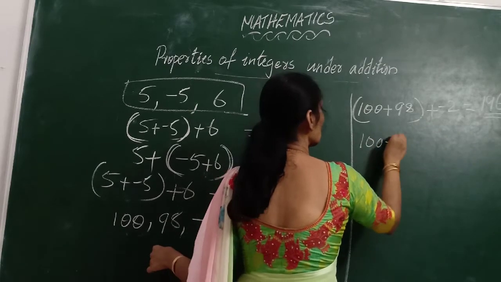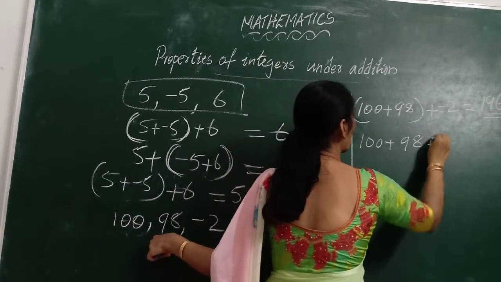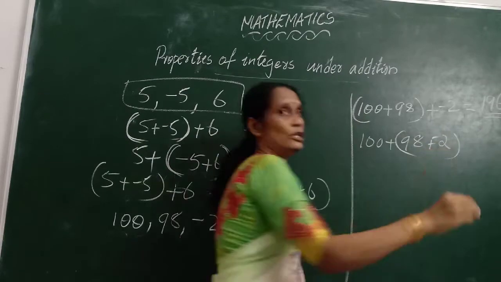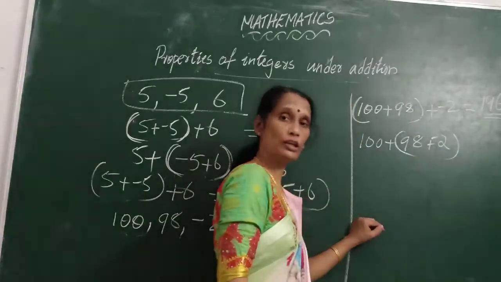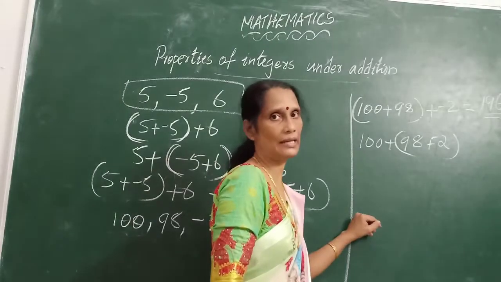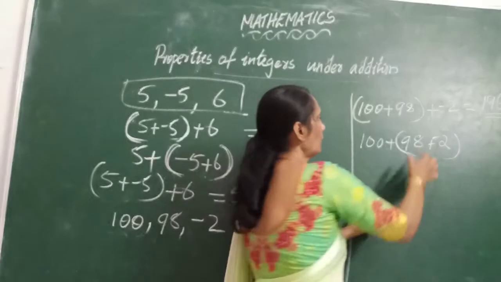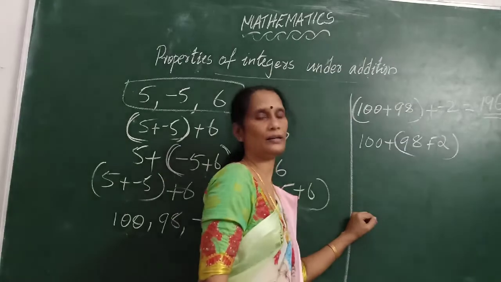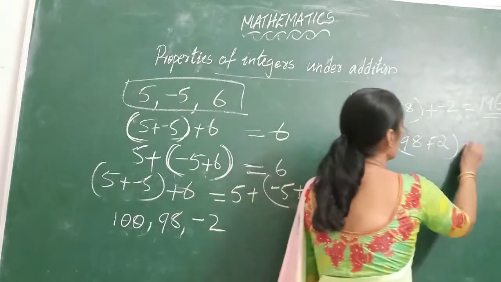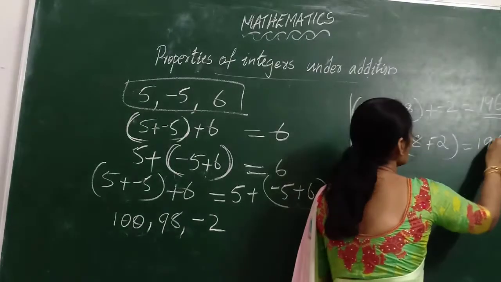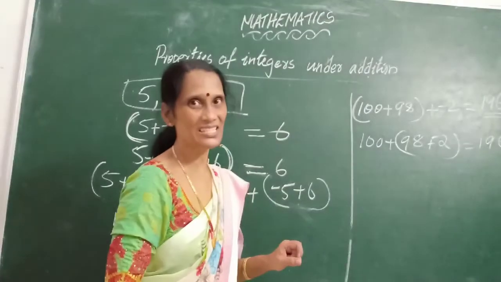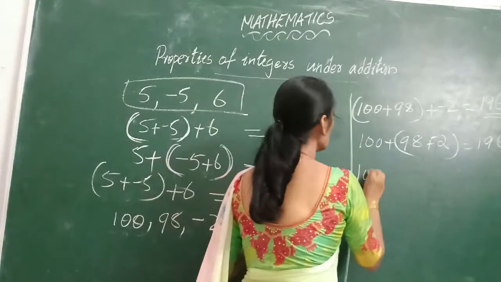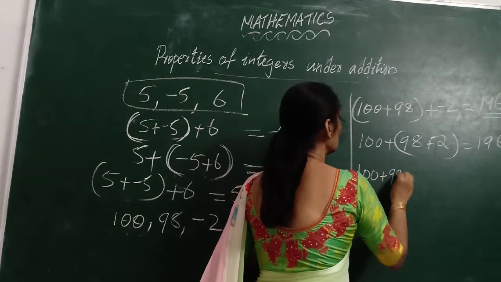Now let us see 100 plus 98 plus minus 2, where 98 and minus 2 are in brackets. Okay, what is 98 plus minus 2? Yes, it is 96, right. Now 96 should be added to 100. What will we get? We will get 196. So, by changing the bracket, whether the value changed? Not changed.